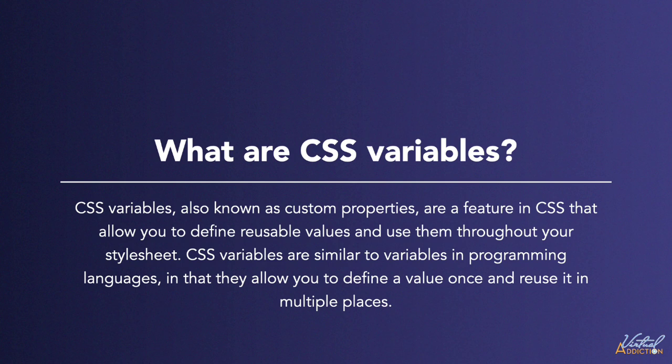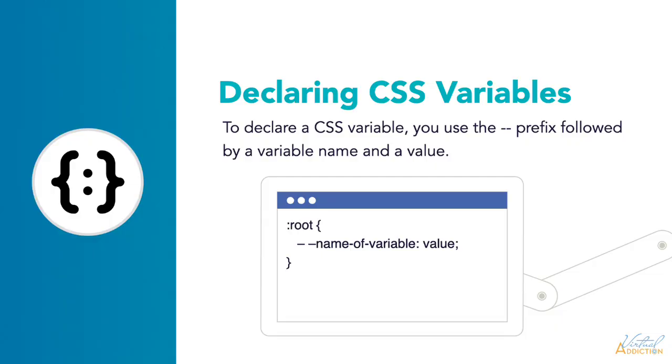CSS variables are similar to variables in programming languages in that they allow you to define a value once and reuse it in multiple places. In order to use CSS variables, you will use the :root pseudoclass. This is used to target the root element of the document, which typically is the HTML element. When defining CSS variables or custom properties, the root pseudoclass is often used to define global variables that can be used throughout your style sheet.